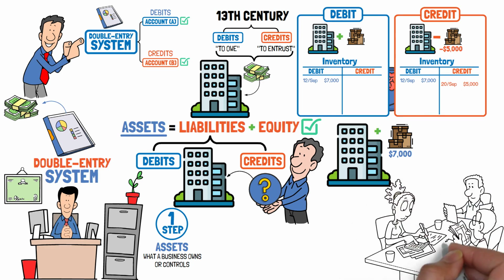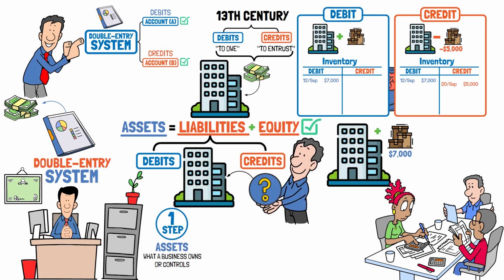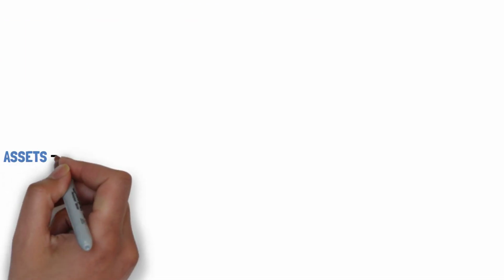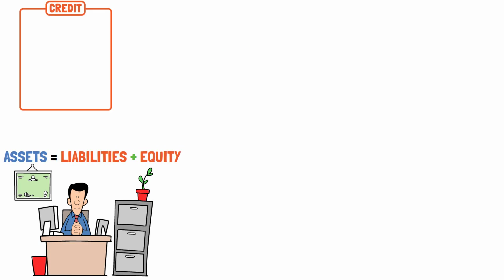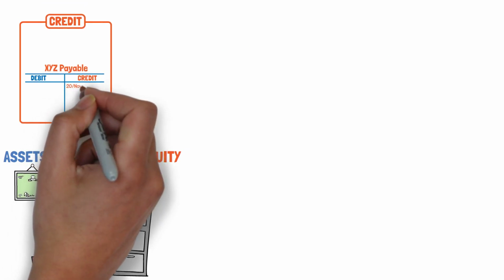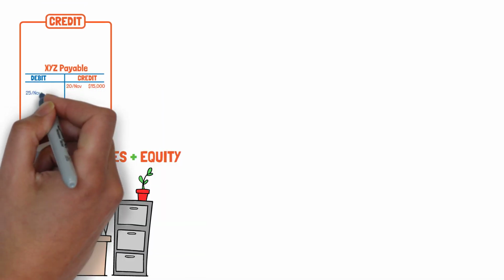Next, we determine the sources of funding for the assets, represented by liabilities and equity. These components are shown on the right side of the accounting equation. To record a liability, you credit the account, which increases its balance. Conversely, debiting a liability reduces its balance.